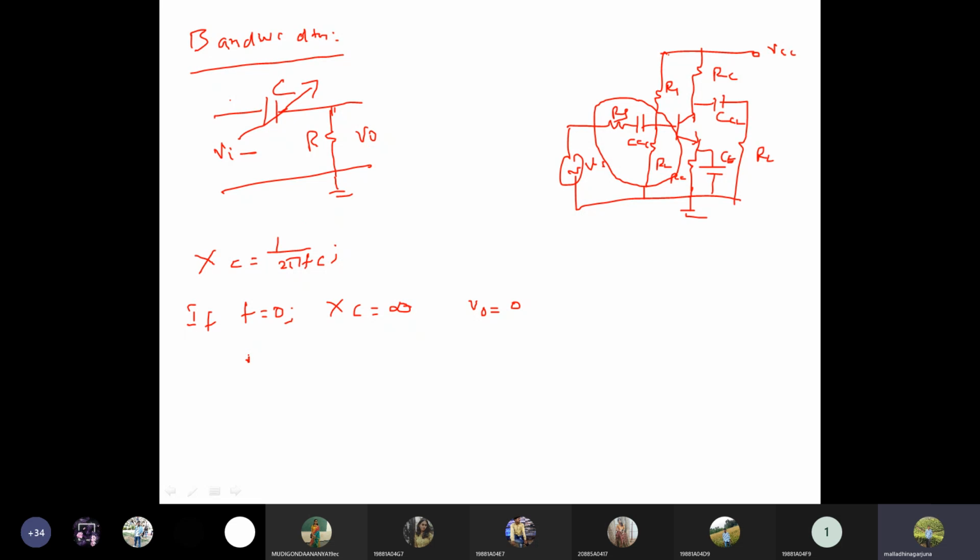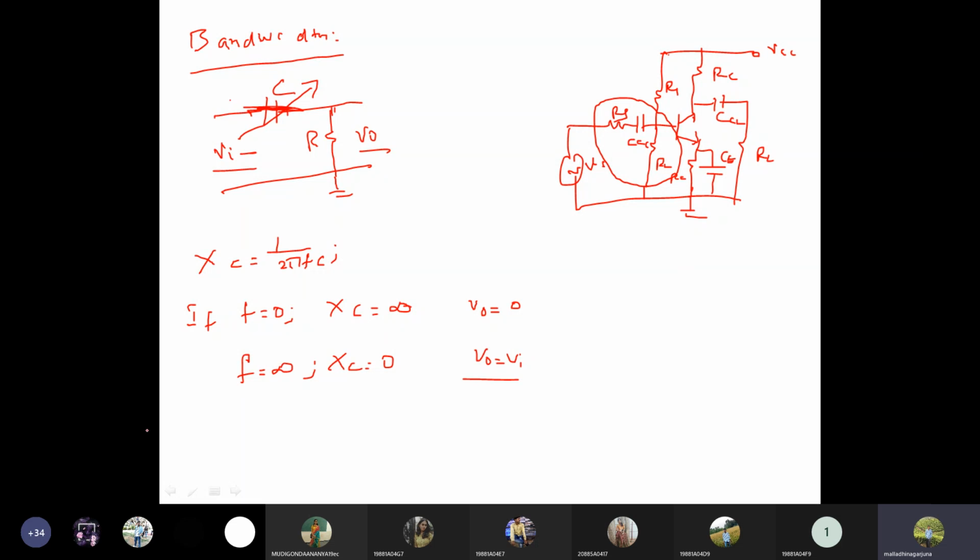Similarly, if f is equal to infinity, Xc is equal to 0 and V0 is equal to Vi, the maximum. Because Xc offers 0 impedance, there is no voltage drop across it, so the capacitor acts as a short circuit here. So the voltage Vi equals V0. Now, the output is equal to 0 for the 0 frequency, so it is not allowing the low frequencies.